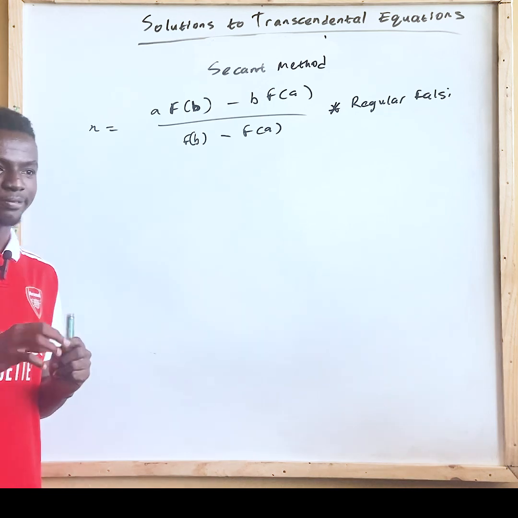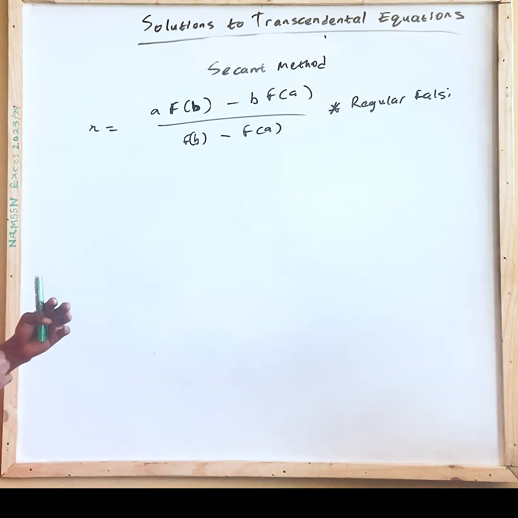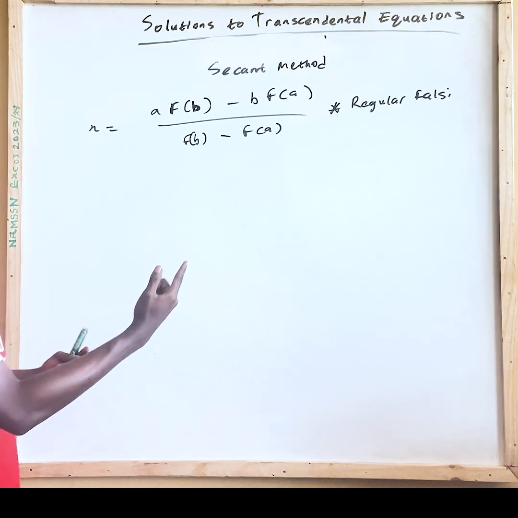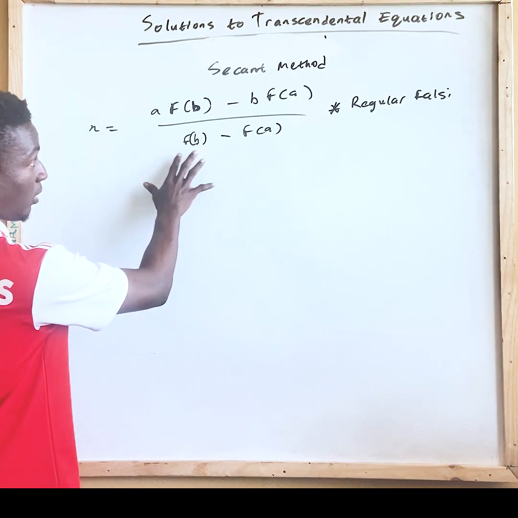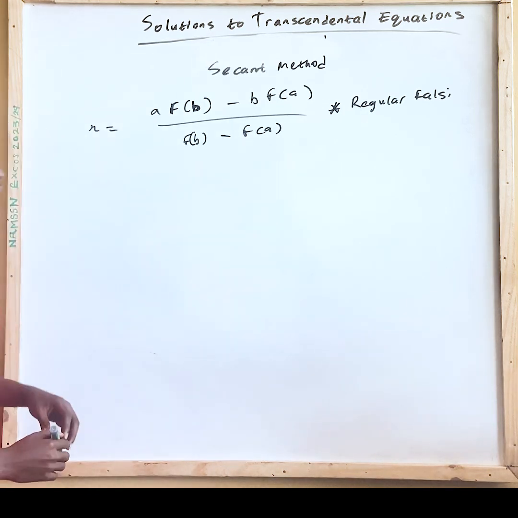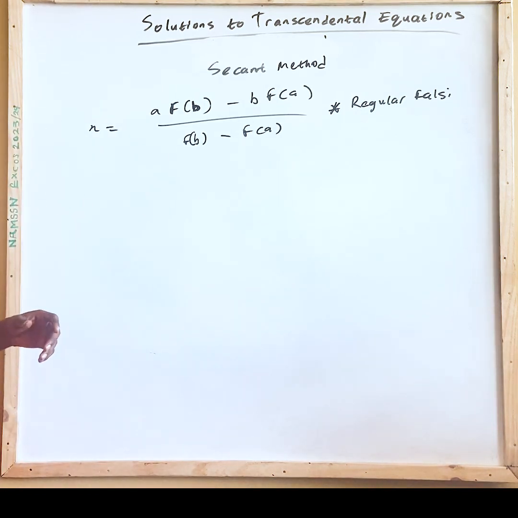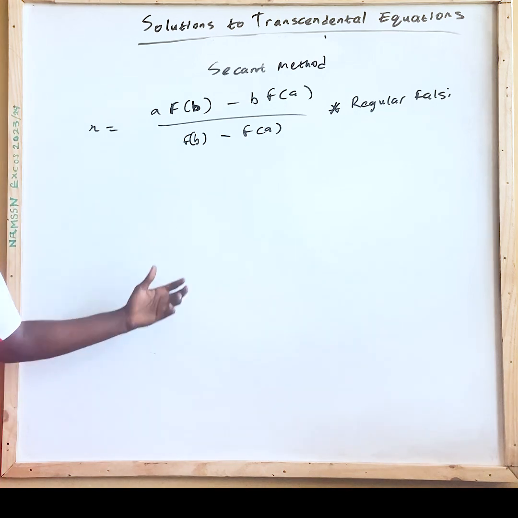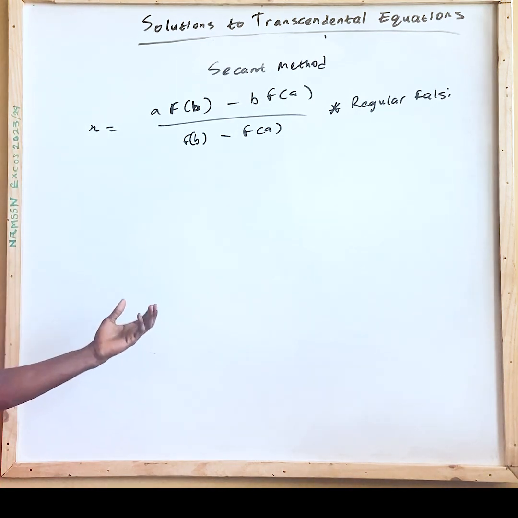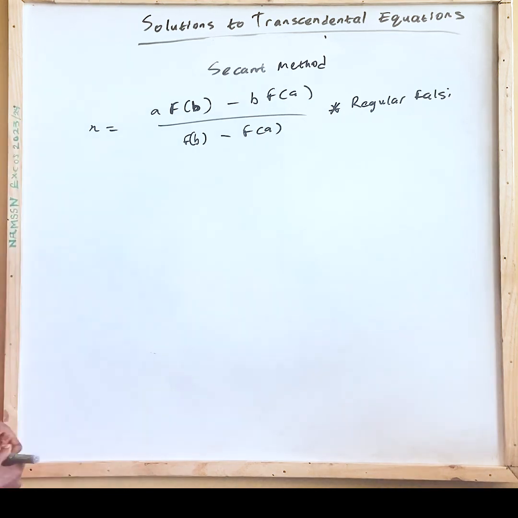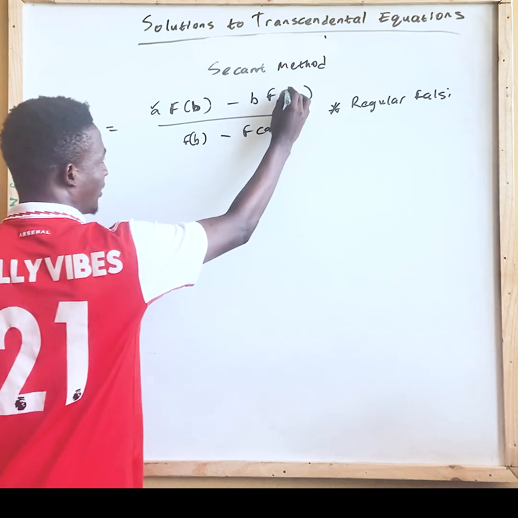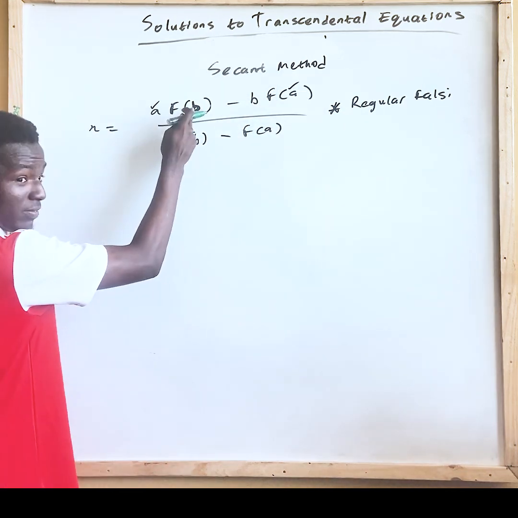The difference is that when you are doing successive iterations, what you are changing in regula falsi is different from what you are changing in the secant method. So this is regula falsi. Recalling regula falsi, if you want to start iterating, you must pick two intervals where f of the first is negative and f of the second is positive. So now in regula falsi, this is your negative interval and this is your positive interval.